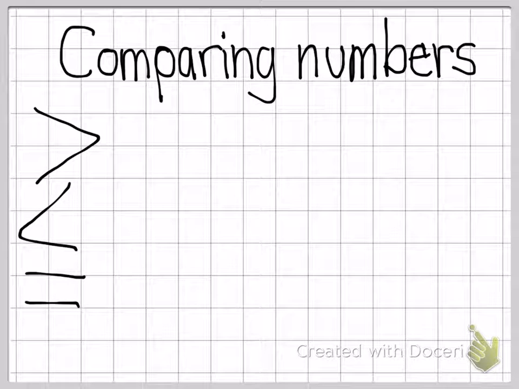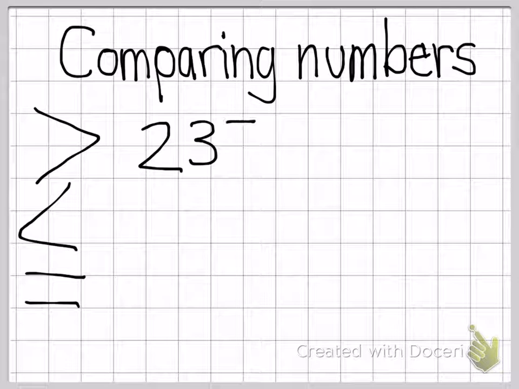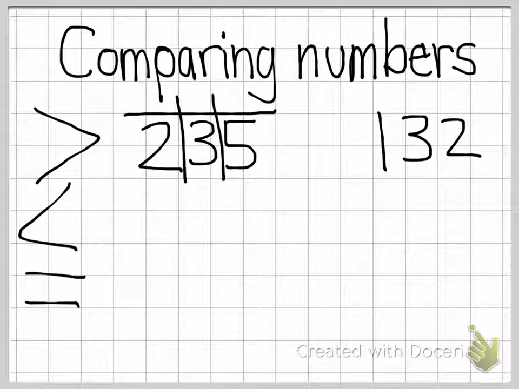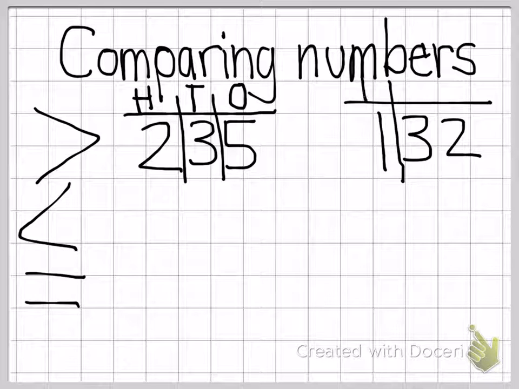Today, we will learn to compare three-digit numbers. We will begin by comparing 235 and 132. Just like we did for two-digit numbers, we can show each of their values, hundreds, tens, and ones, to show our place value blocks. Showing our place value blocks will once again give us a visual of which number has the greatest value.